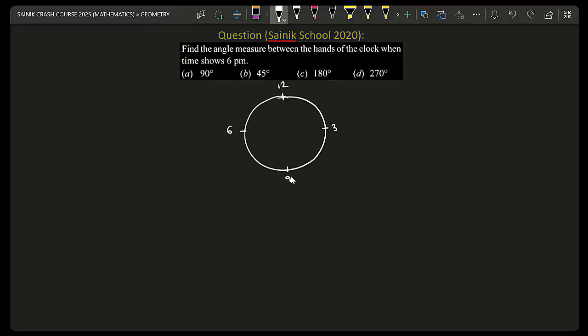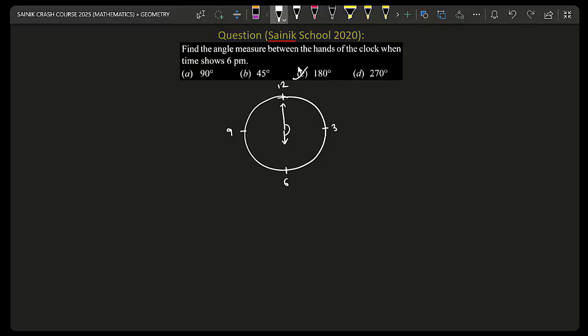Okay, at 6 p.m., where is our hour hand showing? Our hour hand is showing towards 6, right? And where is the minute hand showing? 12. Now they're asking the angle between these two rays. They are straight angles. Every straight angle has 180 degrees.